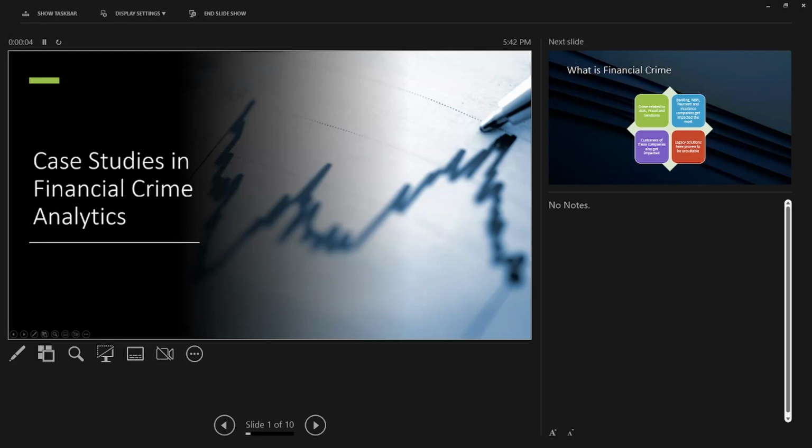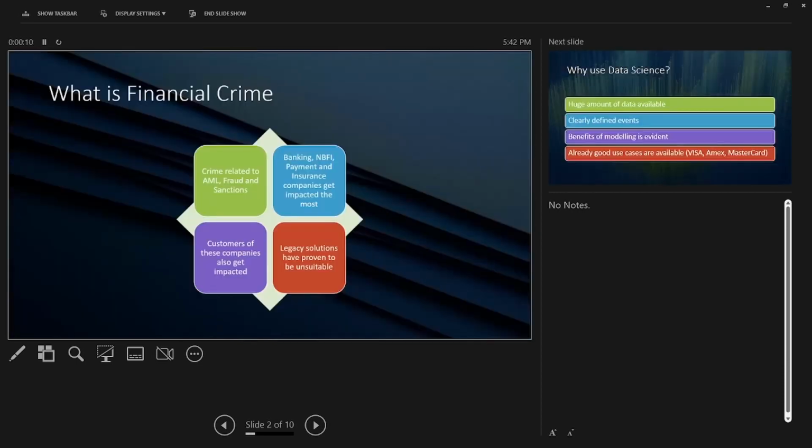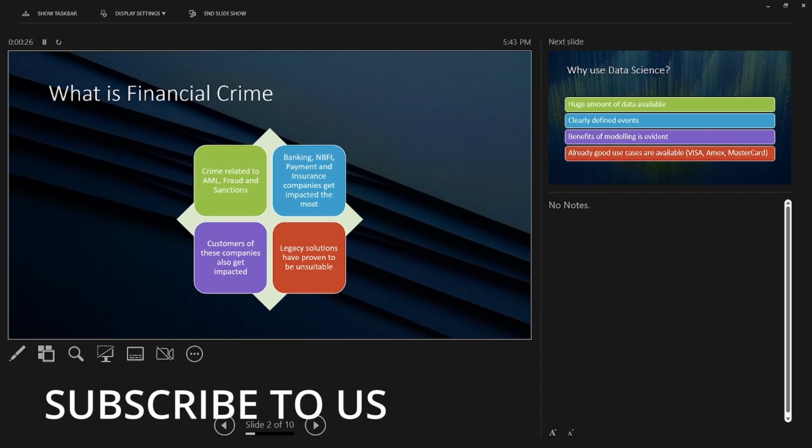Hi, we'll discuss some case studies in financial crime analytics, also known as compliance analytics. So what is financial crime? Well, financial crime involves anti-money laundering, fraudulent transactions, sanctions. We will discuss how to tackle these problems using data and analytics.